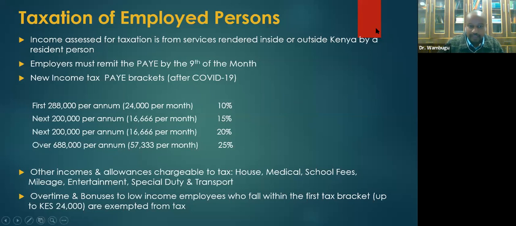Then other incomes and allowances that are taxable are house, medical, school fees, mileage, entertainment, special duty, transport. Maybe one thing I can mention is that for things like school fees, if you're employed and your employer pays school fees on your behalf, it is not a taxable benefit to you for as long as your employer does not claim that as a business expense on their side. So if your employer decides that they are going to subtract the school fees they pay for Dr. So-and-so's children on their side, then it will be required for you to also pay tax on it. But if they decide not to expense it, therefore they will not reduce their income, then it will be tax-free on your side.